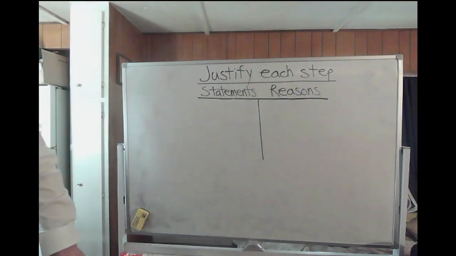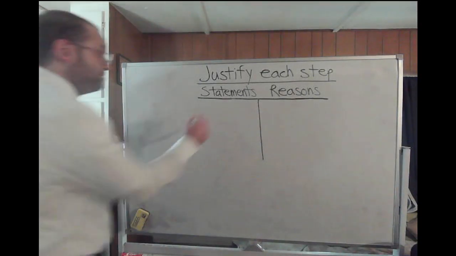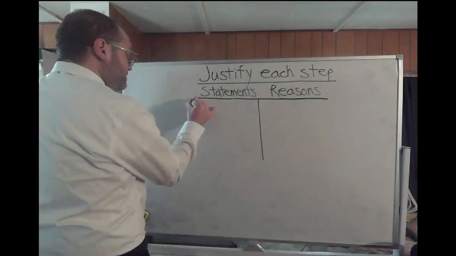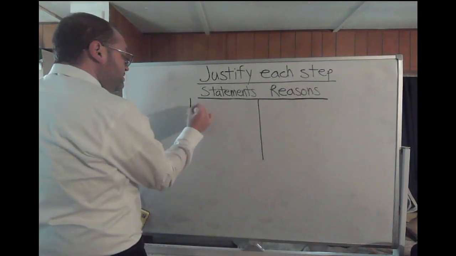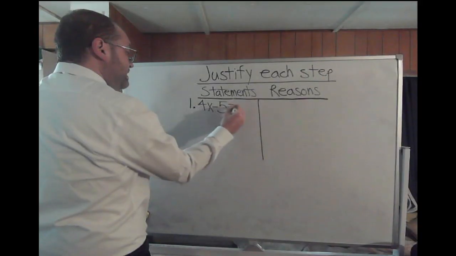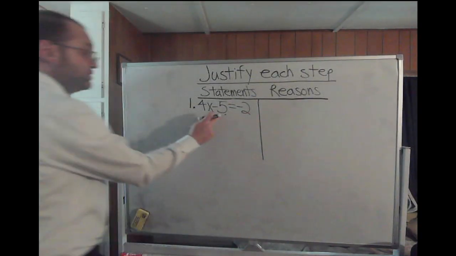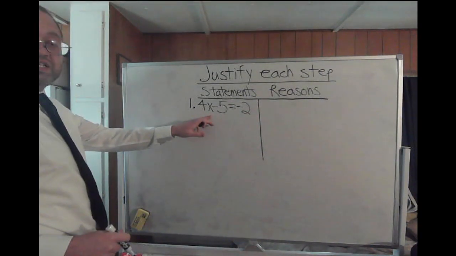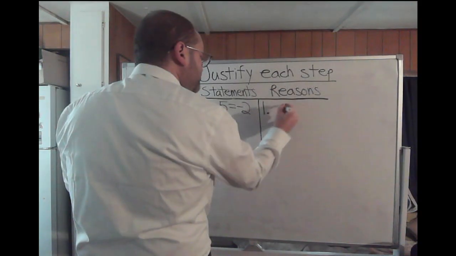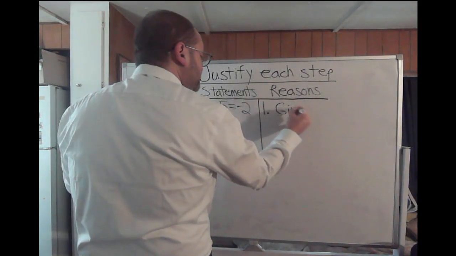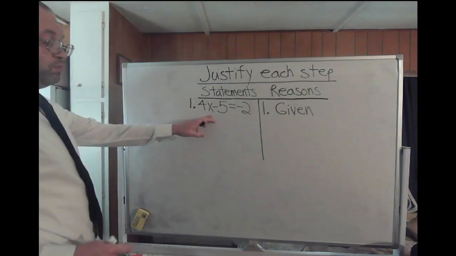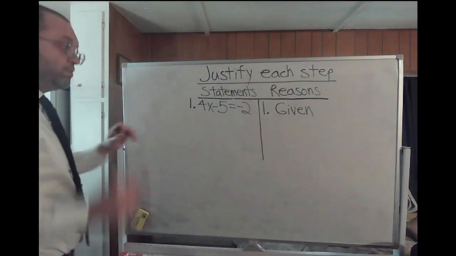We're going to do a few algebra problems here. So we have, to start with, statement number 1, 4x minus 5 equals negative 2. So that's your original statement. 4x minus 5 equals negative 2. For reason 1, you could just say given. That was given to you. So statement 1 was just given to you. You could say 1 is given.